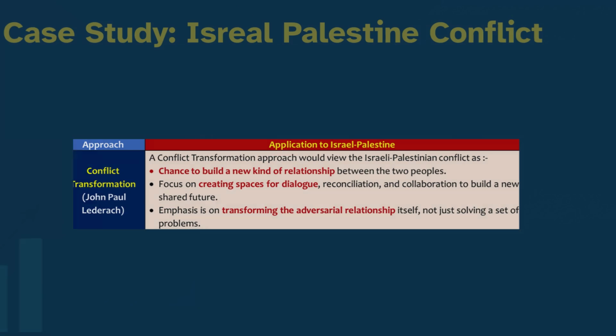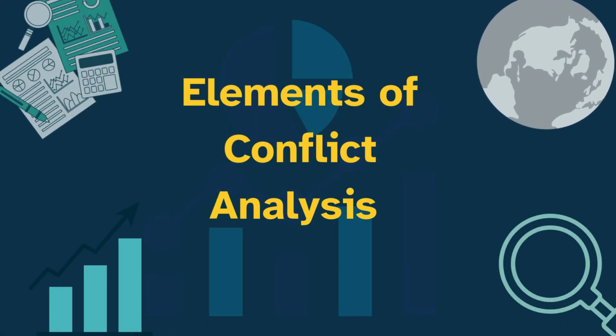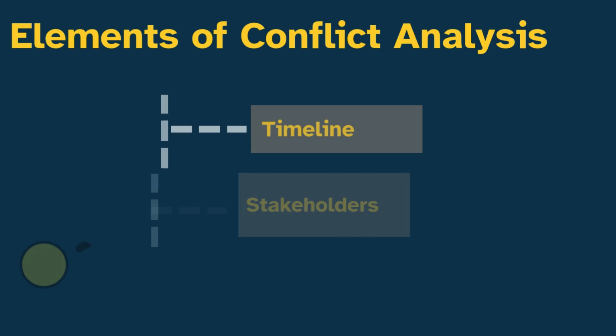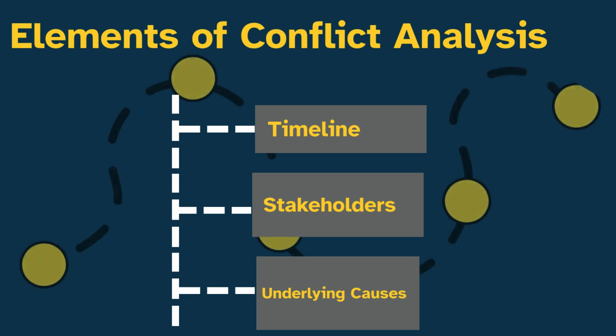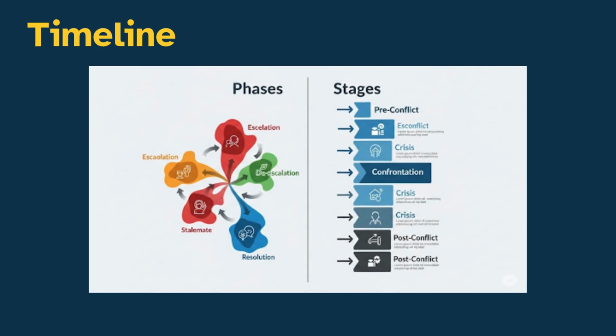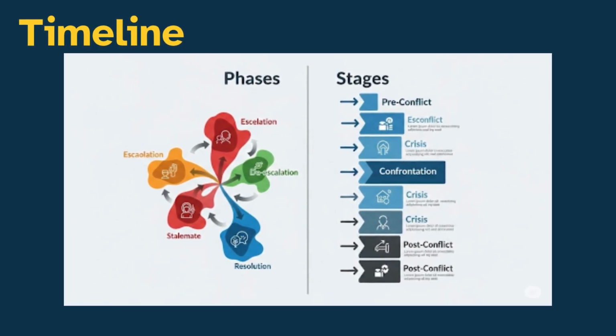Moving to the last part of the video, we have elements of conflict analysis. To understand any conflict, we break it into key elements that reveal its structure and dynamics. 3 elements of conflict analysis are 1. Timeline, 2. Stakeholders, 3. Models to understand underlying causes. Timeline of a conflict is further understood in 2 aspects: phases and stages.